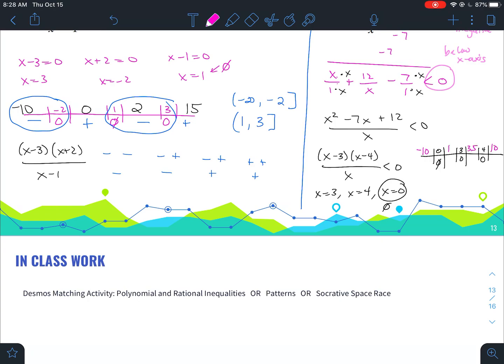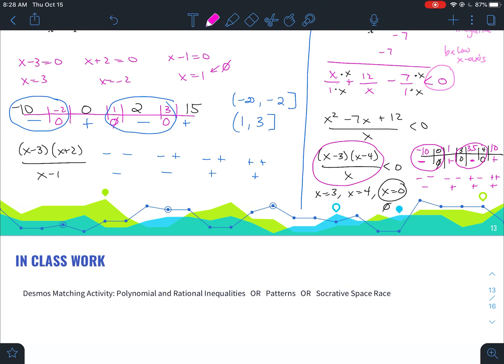So if I plug -10 into x minus 3, x minus 4 over x, I get a negative, negative, and a negative. So those would be negative values. If I plug in 1, I get a negative, negative, and positive. So those would be positive. If I plug in 3.5, I get a positive, negative, and a positive. So those would be negative. And if I plug in 10, I get a positive, positive, and positive. So those would be positive. Again, I want it to be less than 0. It's less than 0 here and here.